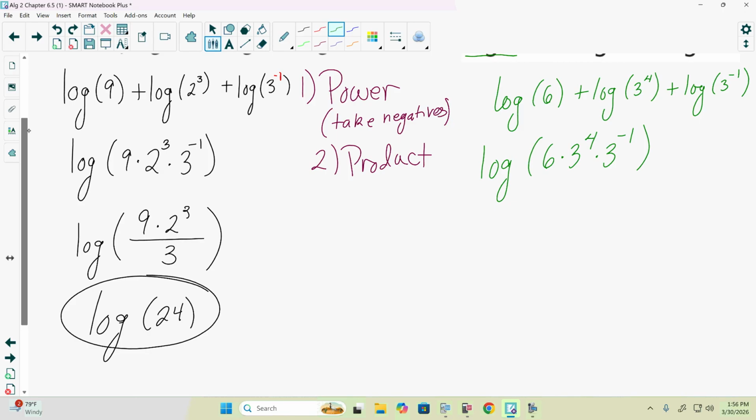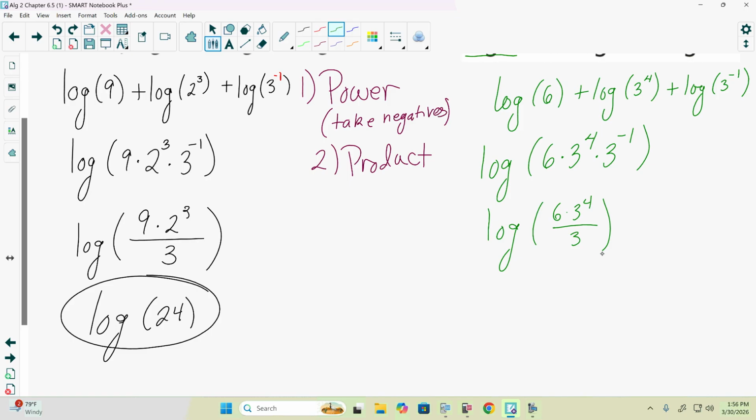And at this point here, I would make any of the negative exponents positive by moving them from the top of the fraction to the bottom, or bottom of the fraction to the top. Most likely it's just going to be moving them back on bottom. Which for us here would say that we have log of 6 times 3 to the 4th over 3.